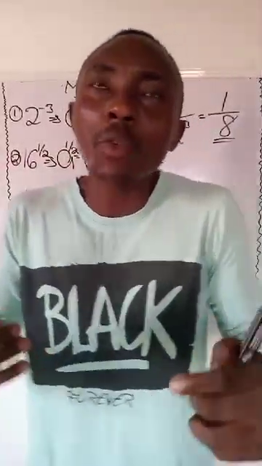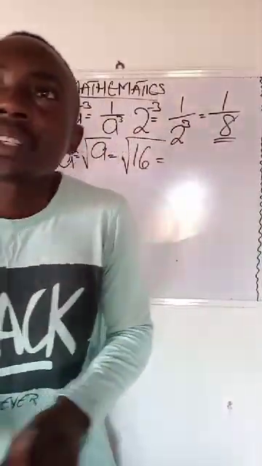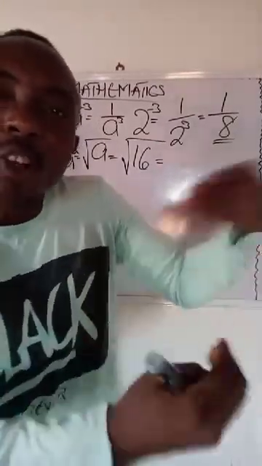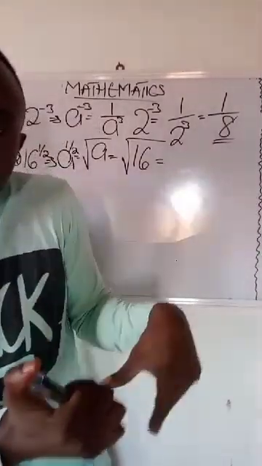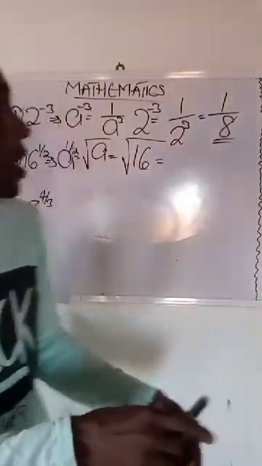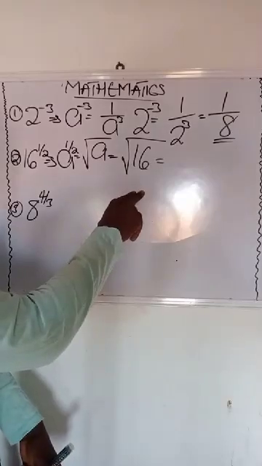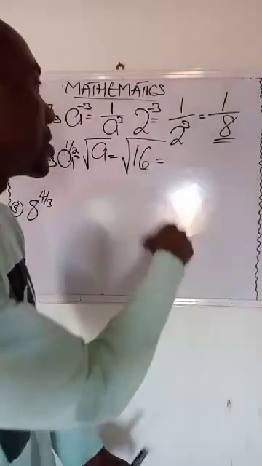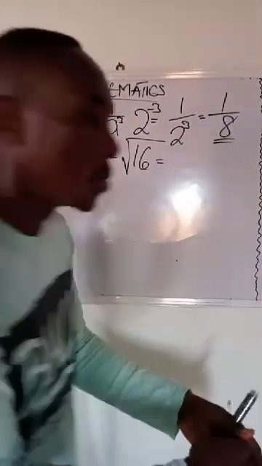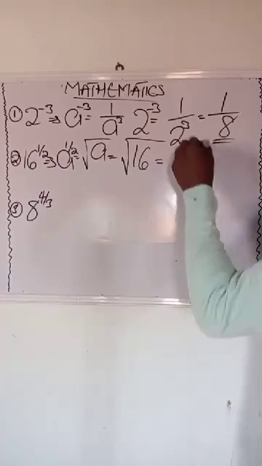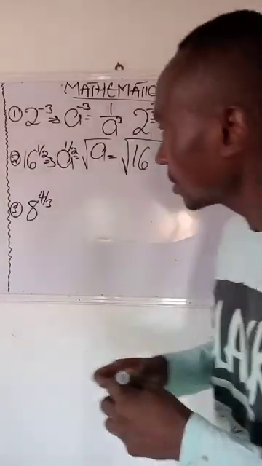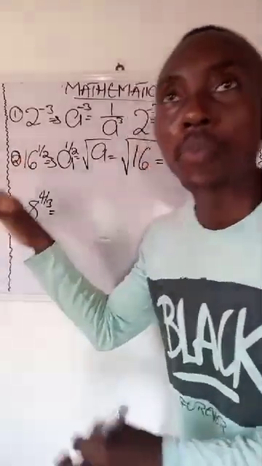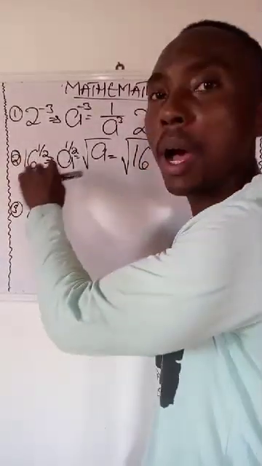The square root of a particular number is a number that will multiply itself to give you that number. For example, the square root of 16 will be what? 4. Why? Because 4 will multiply itself to give you 16, that is 4 times 4. So the square root of 16 is 4. Then the last one, like we have seen, this is what we call root power law.